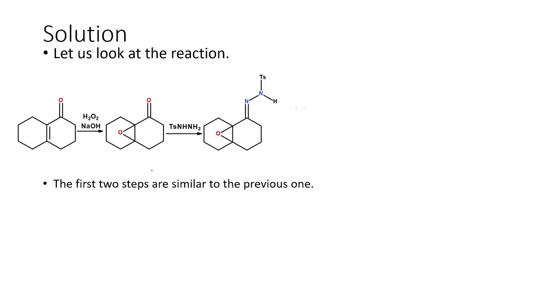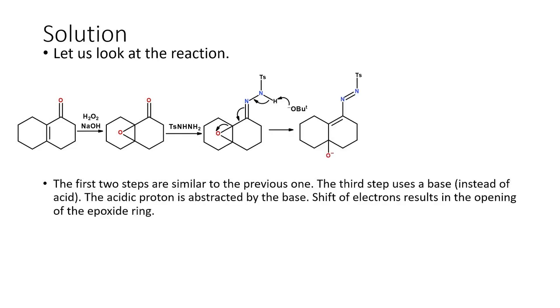Since we have seen how the alpha beta unsaturated carbonyl compound is converted to the epoxide and the tosyl hydrazine, we will not look into that detailed mechanism because we had already seen that. So we will go to the next step where we are using potassium tertiary butoxide, which is a base. In the previous case when we were using acetic acid, basically the epoxide oxygen was protonated in that step. In this case, when we are using a base, the reaction happens at a different place. This is the most acidic proton in this particular system, and this hydrogen is removed by this strong base. So a shift of electrons takes place, which leads to the opening up of the epoxide ring.